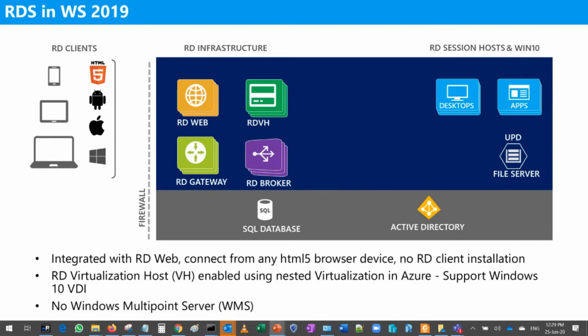Then last but not least is the RD session host and Windows 10, so that applications or Windows 10 desktops can be delivered to the users. Once the users access their apps and desktops, they can access their file servers or their applications. And what you require here is an additional RDS license when you enable this feature functionality to provide your users access.